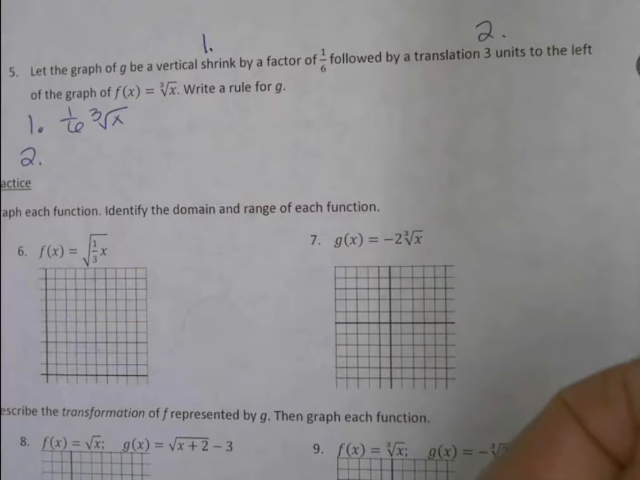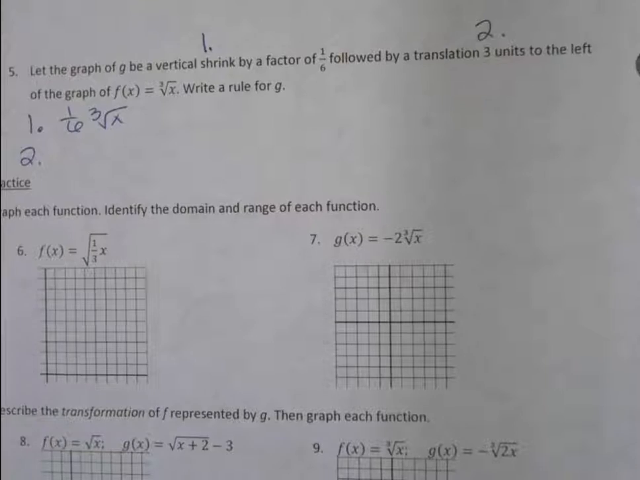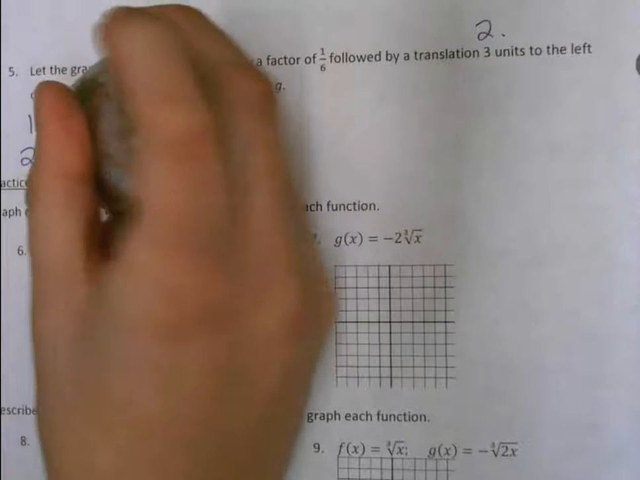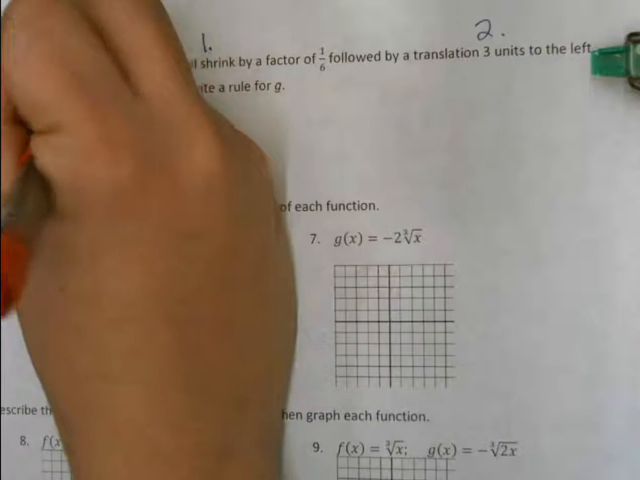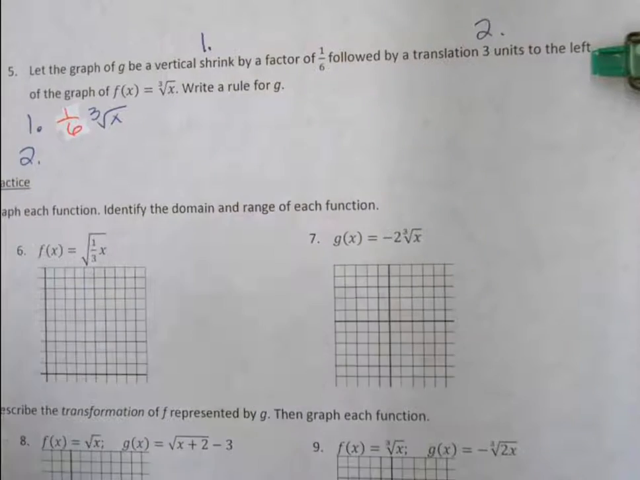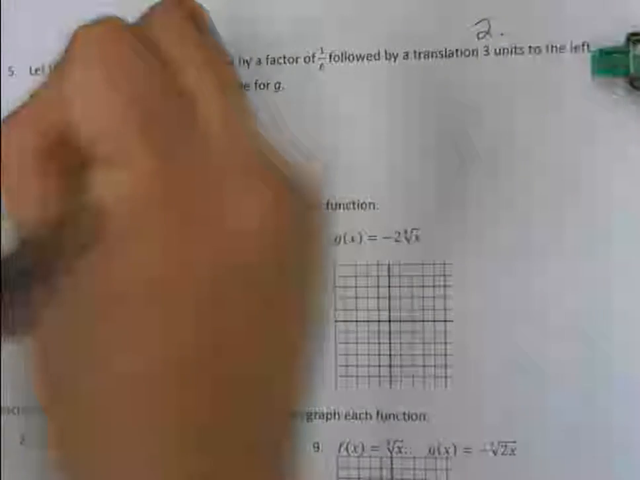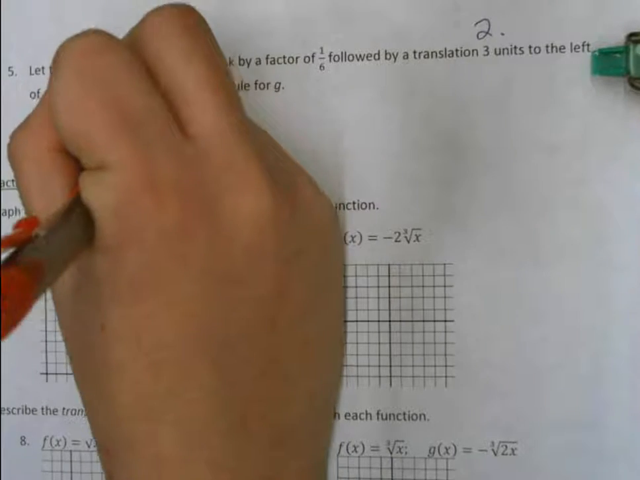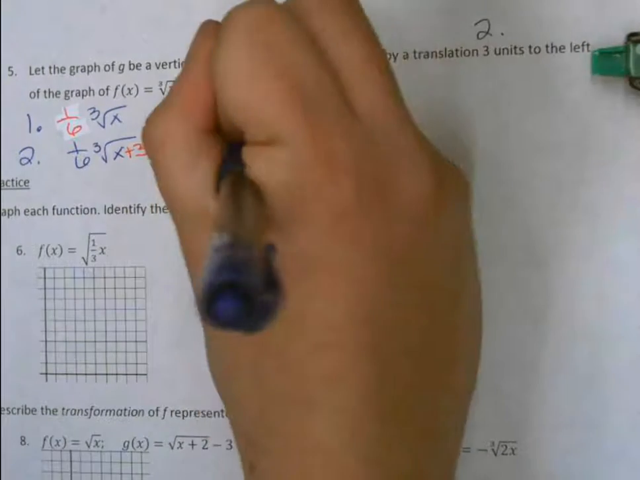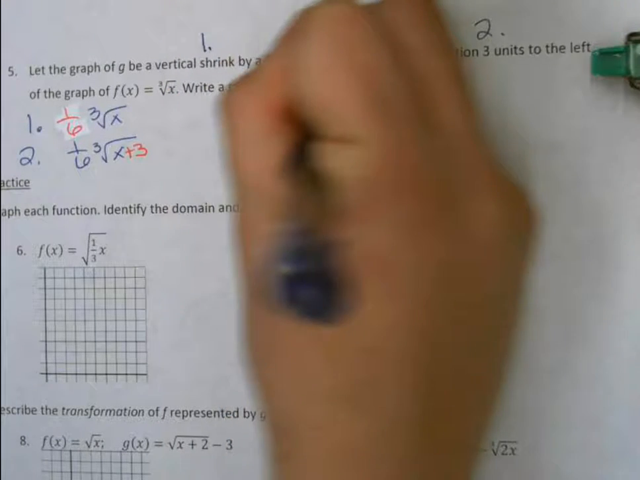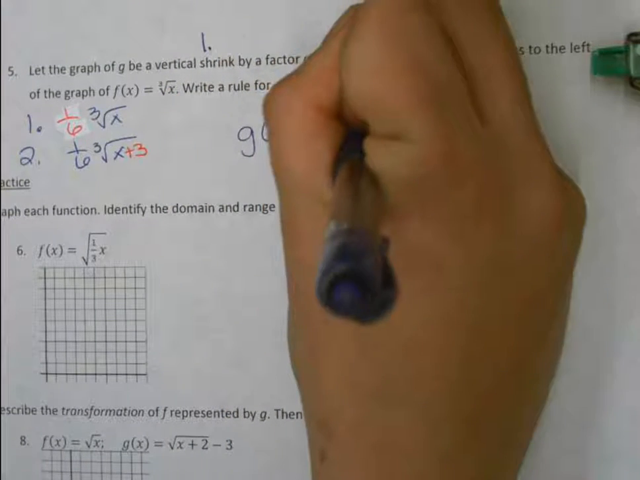That goes, you know what? I want to change the color I wrote this in to show you what I do. X plus what? Yeah. So then my final answer here for g of x is just going to be the 1/6 cube root x plus 3.